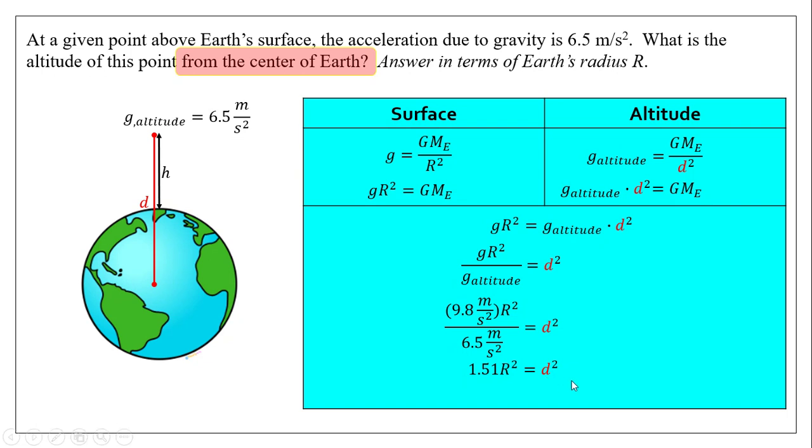So therefore, to get d by itself, we would square root both sides. Therefore, the square root of 1.51 is 1.23. The square root of r squared is simply just r. And then, of course, the square root of d squared is just d. So our final answer is going to be 1.23 r. And so the distance from the center to wherever this altitude is going to be a distance of 1.23 r. All right, and that's it.